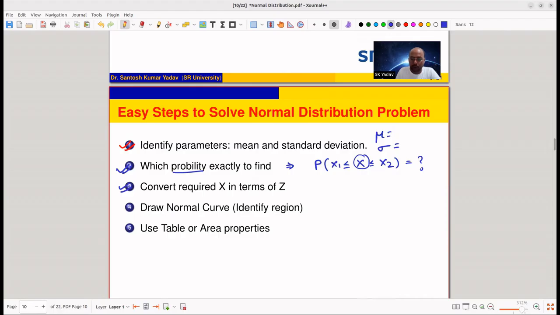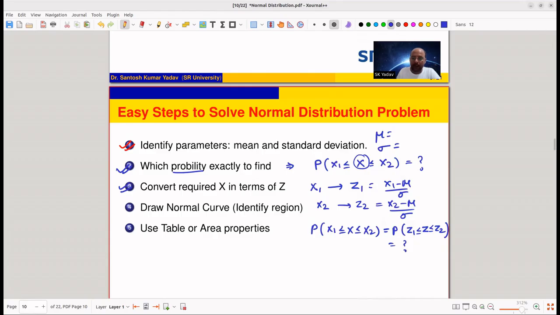That means we have to change this x1 in terms of z1 as x1 minus mu upon sigma, and x2 I will change as z2, which will be x2 minus mu upon sigma. So the problem of finding the probability from x1 to x2 is now changed to finding the probability from z1 to z2. So this I have to find out.